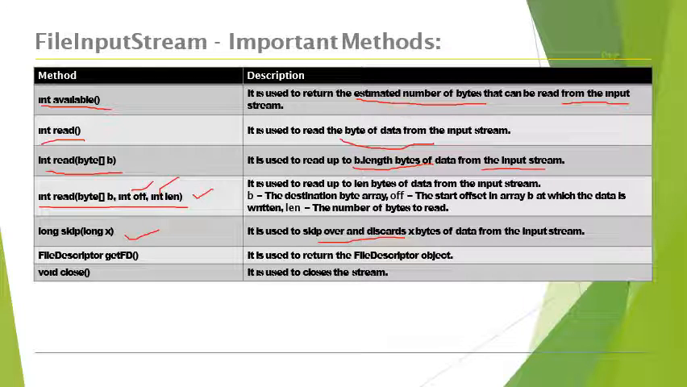Another method is getFD(), file descriptor. It is not in InputStream. It is used to return the FileDescriptor object, that is, it will describe the file object. Now the next one is void close(). It is similar to the case of InputStream classes. It is used to close the stream.